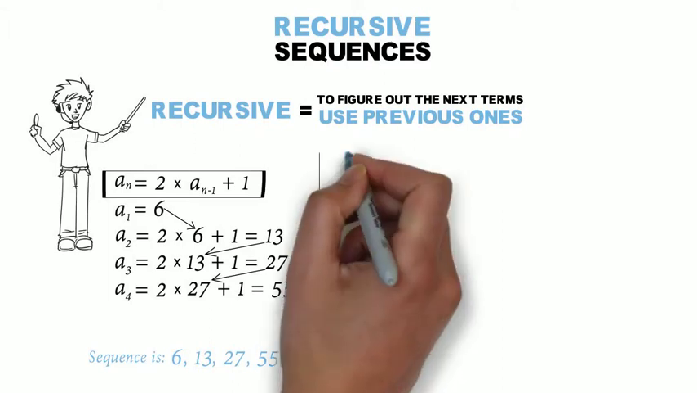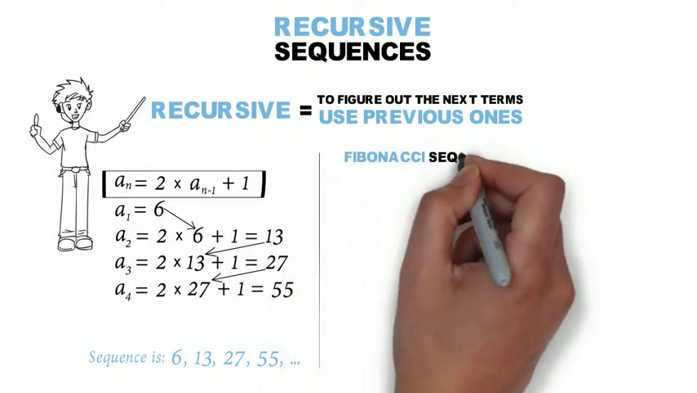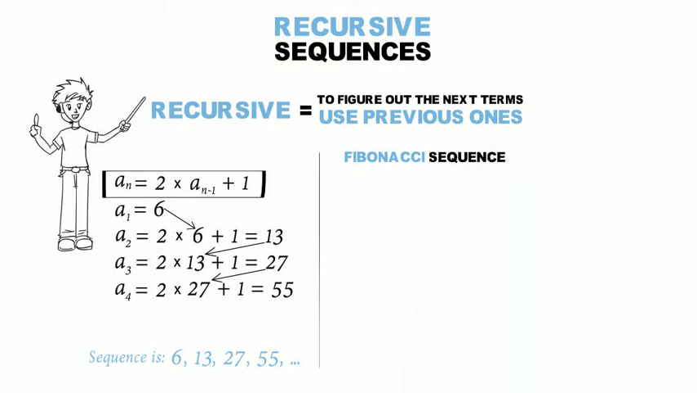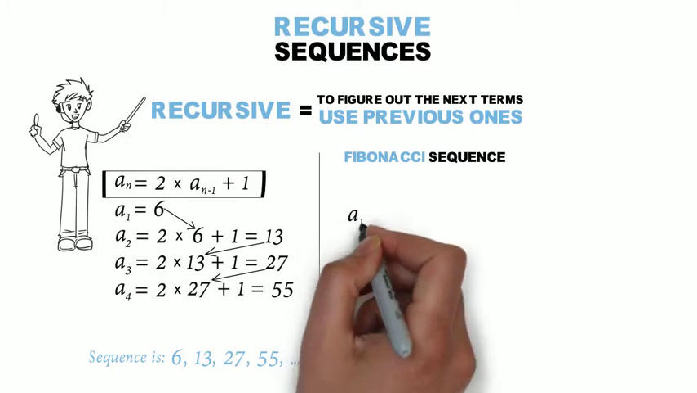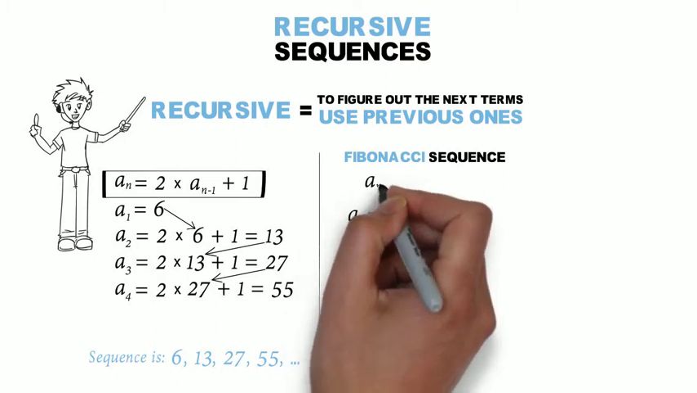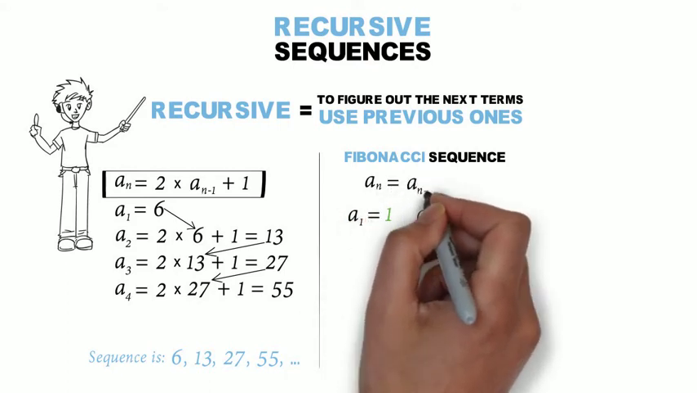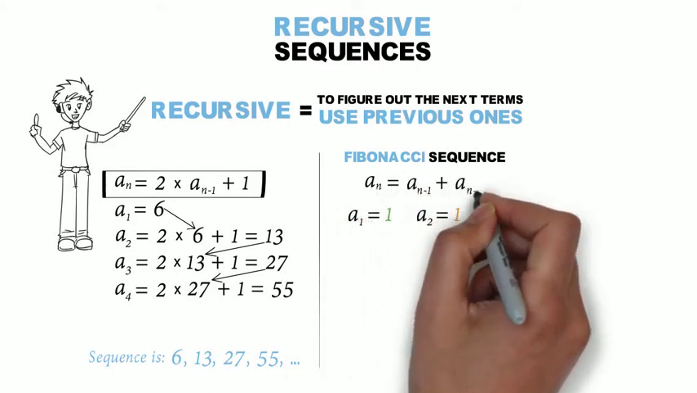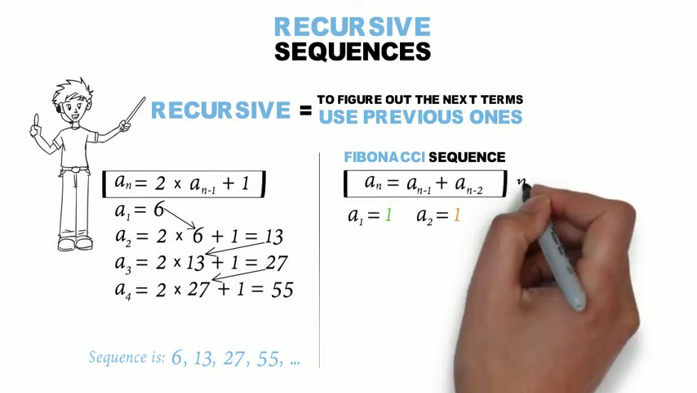There's a famous sequence named after a famous old dead guy called Fibonacci, and here's how the sequence works. It doesn't just use the previous term, it uses the previous two terms. So we're going to say a1 is 1, a2 is also 1, and if you're trying to figure out any higher term, you're going to use this recursive formula right here, the one that says we take the previous two terms and add them together.